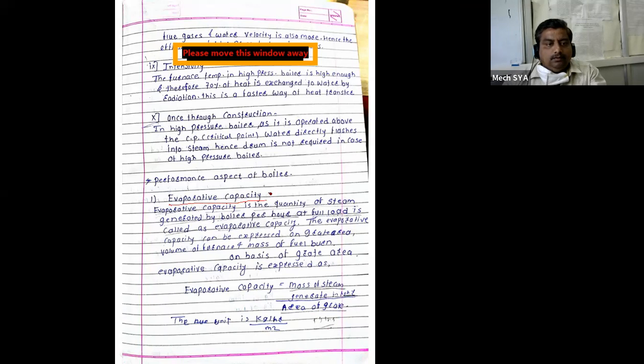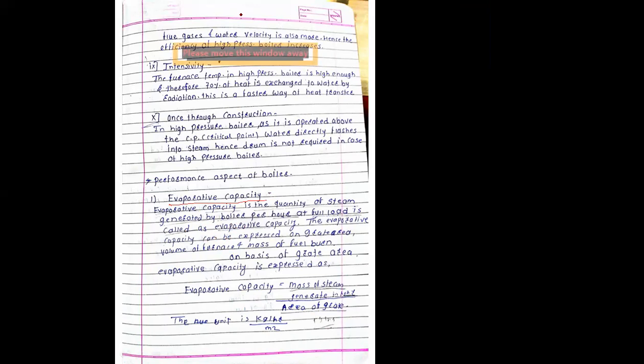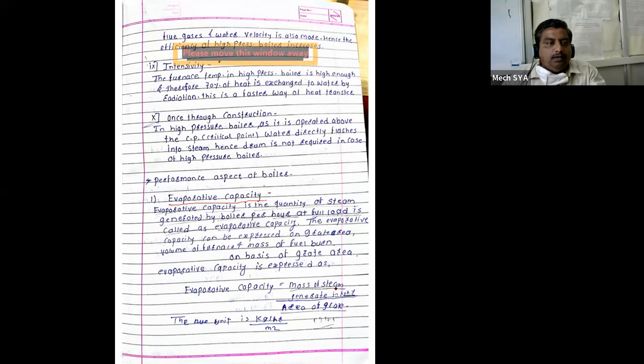The evaporative capacity is the quantity of steam generated by the boiler per hour at full load. The evaporative capacity can be expressed on grate area basis, volume of furnace, and mass of fuel burnt.